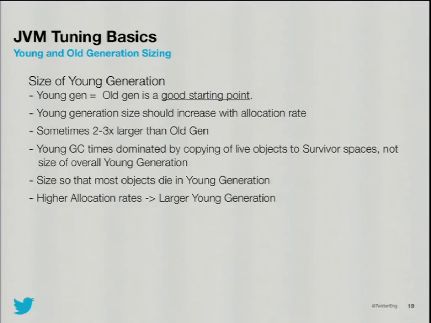You want to increase the size of the young generation if you have a higher allocation rate. In many cases, young generations are 2 to 3 times larger than the old generation. In some cases, a lot bigger than that. Now, don't be afraid to set it large, because GC times are dominated by copying to the survivor spaces, not the size of the young generation. It's just the size of the live objects. So if you size the young generation so most objects die in the young generation, you're going to have fast young GC pauses. And a general rule of thumb: higher allocation rate, larger young generation.